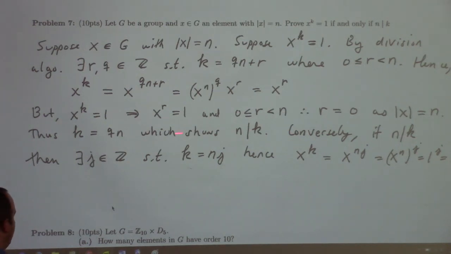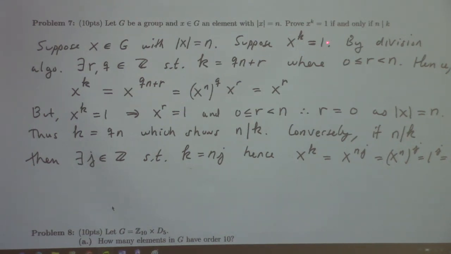If n divides k, then there exists j such that k is equal to nj, so x to the k is x to the nj, which is x to the n to the j, which is 1 to the j, which is 1. Everybody got this direction. Woohoo! Which is good. But the other direction, so much wrongness.